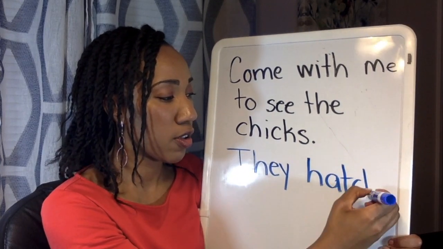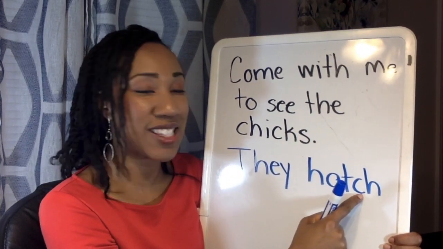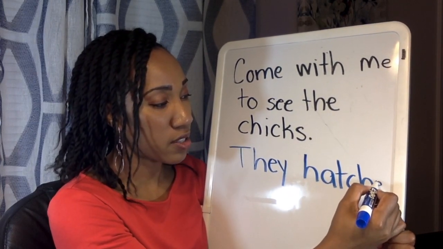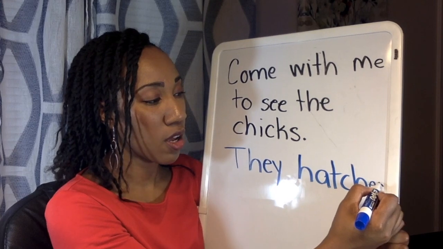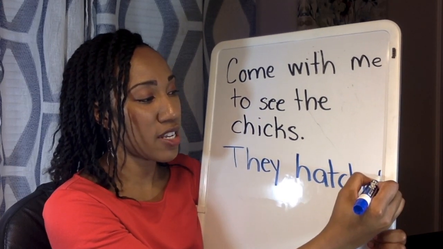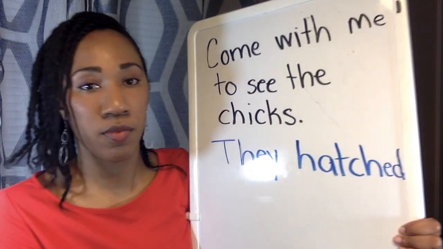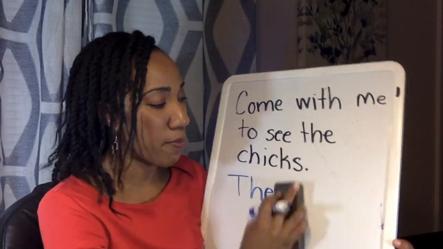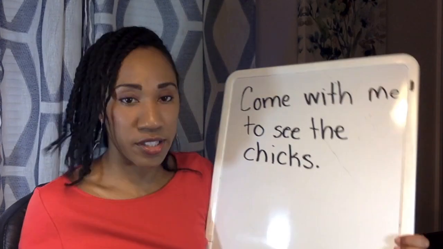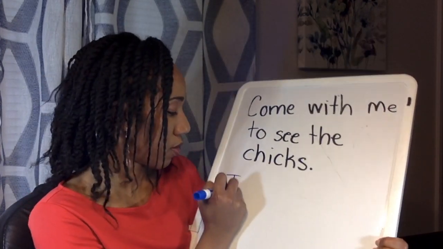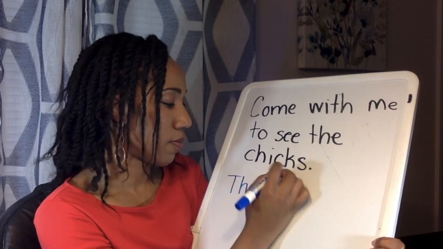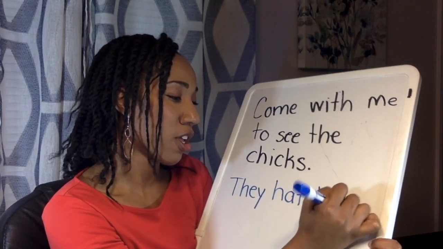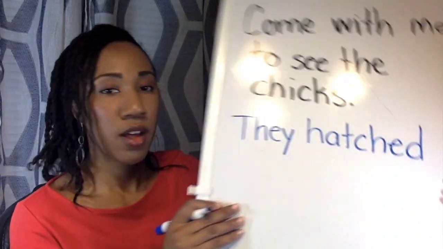ch. That is with TCH. Uh-oh, I'm running out of room for ED. This is a past tense verb, so it should have ED at the end. You know what? I don't like how that looks. I think maybe it's not my best. So let's start over. They, ch. Well, that's with TCH. I think that looks better.